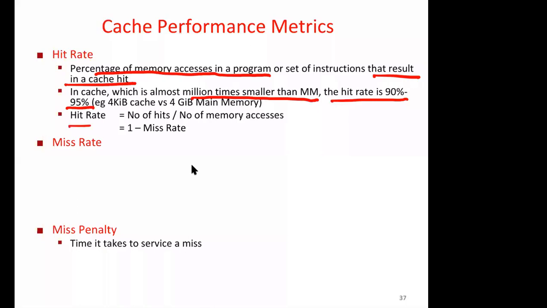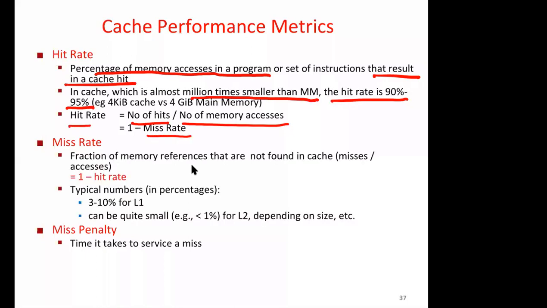Hit rate is the number of hits divided by the total number of accesses we have made, and it is nothing but 1 minus the miss rate. Miss rate is the fraction of memory references that are not found in cache. It is 1 minus the hit rate, and it is usually very low, 3 to 10% for L1.